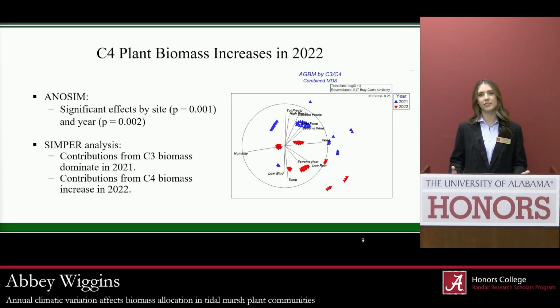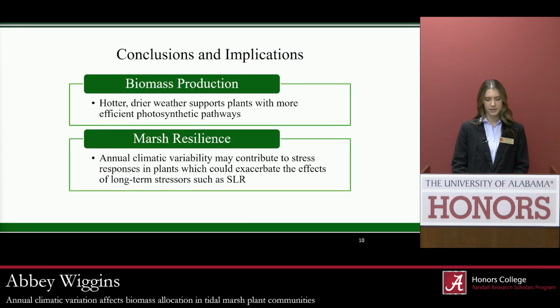And so largely what this can be attributed to, the C3 biomass plants are largely made up of that needle rush species, and the C4 biomass plants are largely made up of those salt marsh grasses. And there's one salt marsh grass in particular, Distichlis spicata, which had a very significant increase in biomass from 2021 to 2022. And so what are some of the implications of this? Well, we can see that the hotter, drier weather is more favorable to C4 plants than C3 plants because of their increase in contributions to similarities.